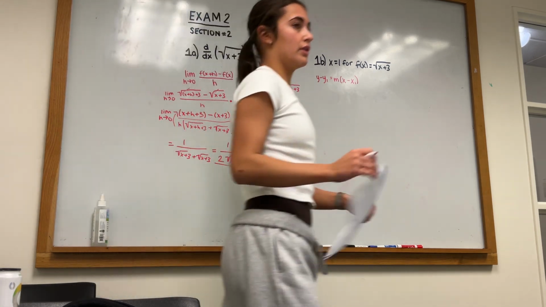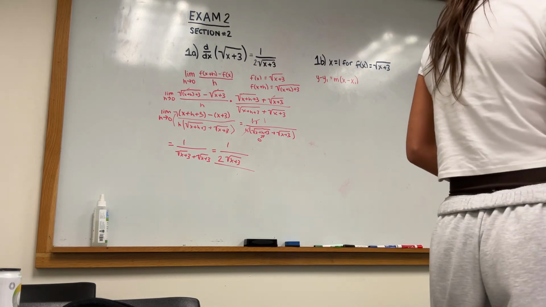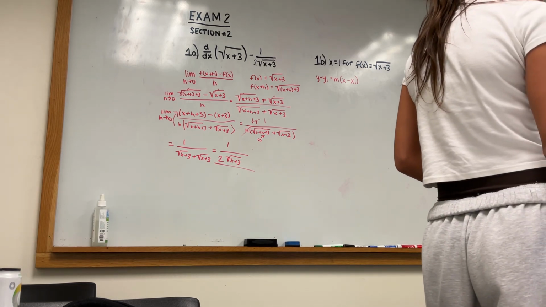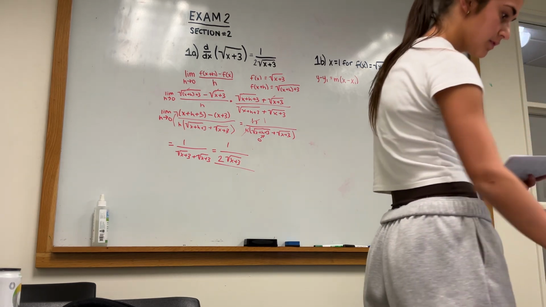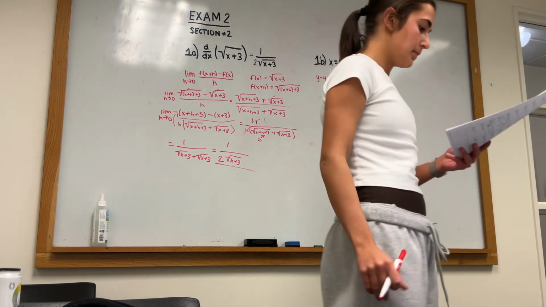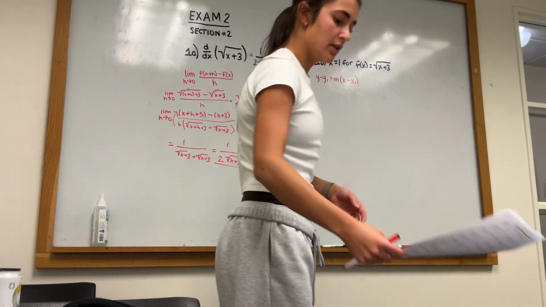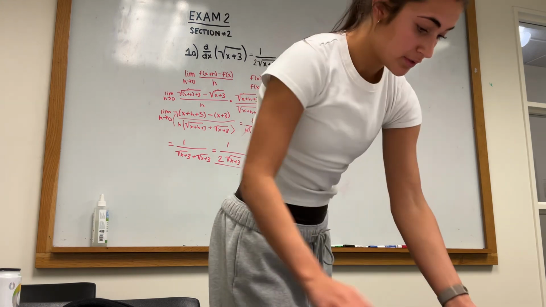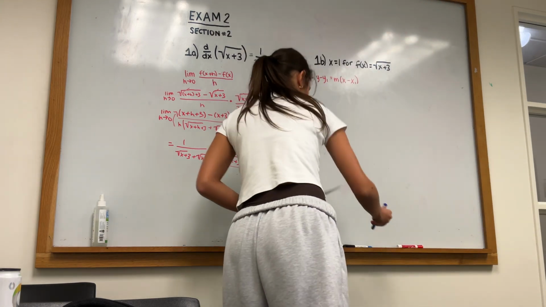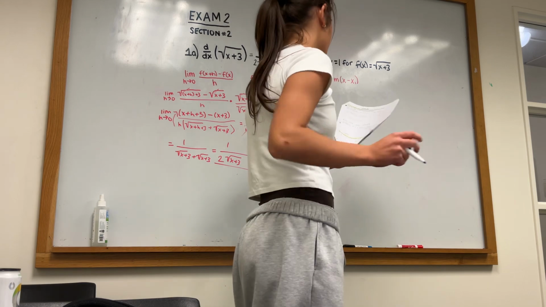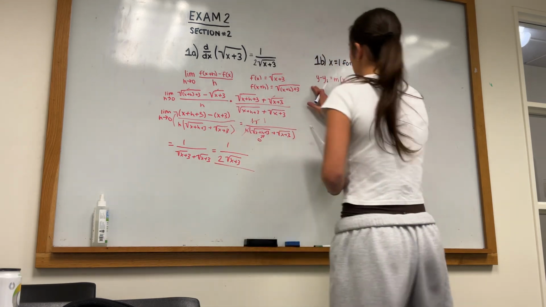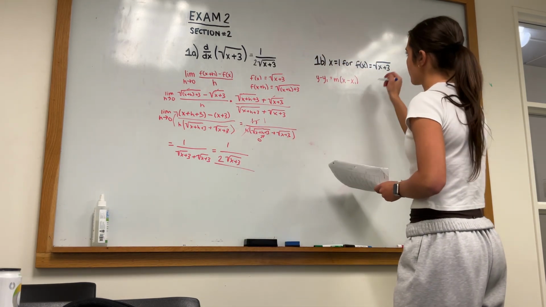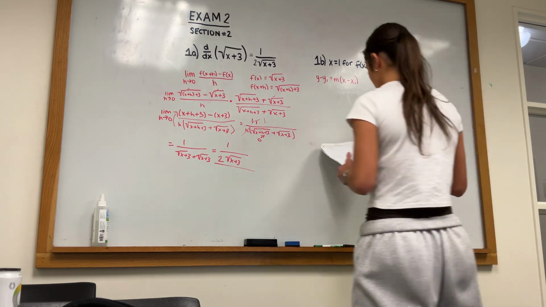And then moving on to part B, it says find the equation of the tangent line at x equals 1 for f of x is equal to the square root of x plus 3. So we're going to start off by, this is going to be our equation. We're going to find our values and then plug it into here so that we can get an equation.